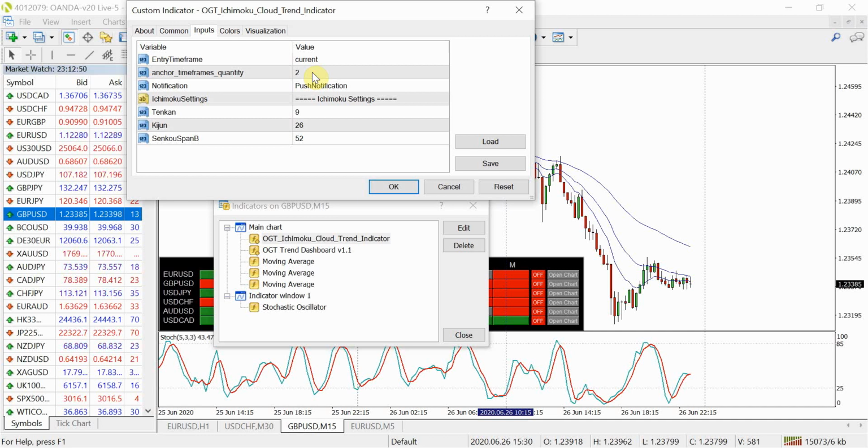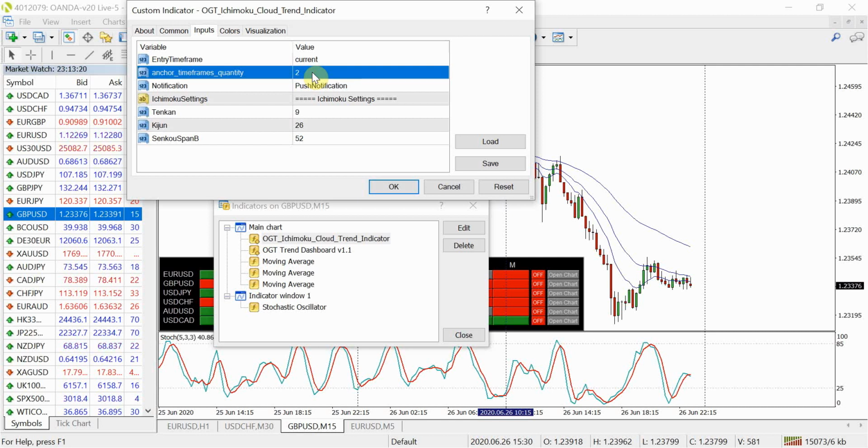So for those of you who don't know, in the Ichimoku indicator, one of the elements is the Kuhmo cloud, and basically when price is above the cloud, you're considered to be in an uptrend, and when you're below the cloud, you are considered to be downtrending. So what this indicator does, it looks for when price breaks through the cloud up or down, and then looks at the next higher time frames.